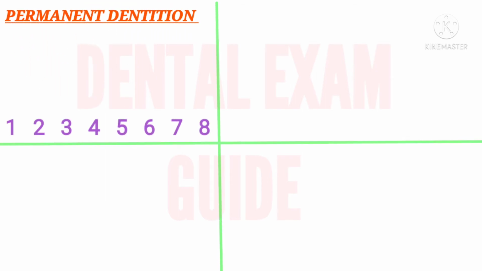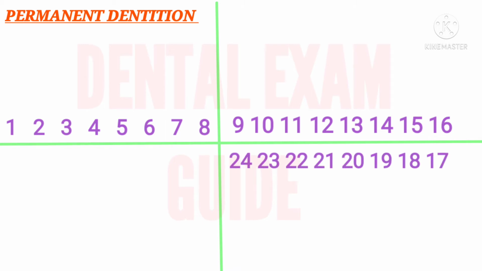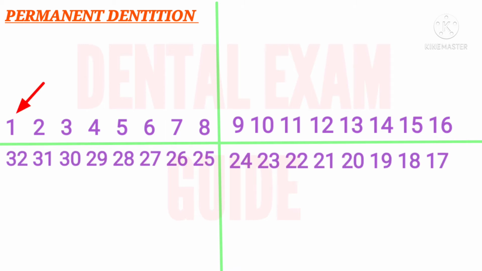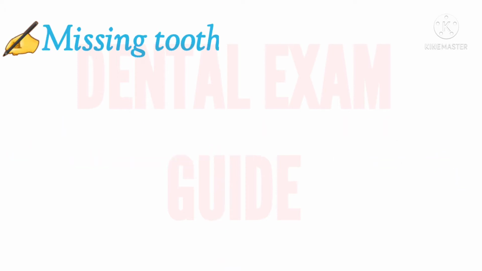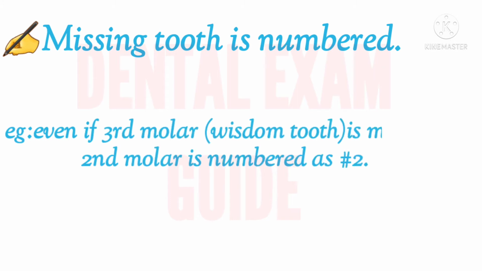This is the universal notation system for permanent teeth. The maxillary teeth are numbered from 1 through 16, beginning with the right third molar. The mandibular teeth are numbered from 17 through 32, beginning from the mandibular left third molar. In this system, the teeth that should be there are numbered. Even if a tooth is missing, it is included in the numbering.